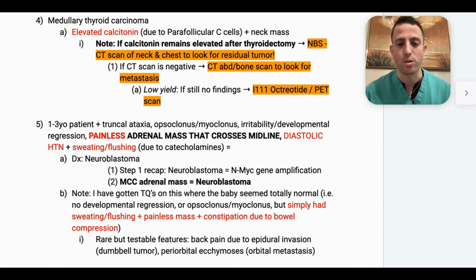A key here that's kind of tricky and interesting as well is the diastolic hypertension that you see with neuroblastomas. You don't see diastolic hypertension, usually meaning a diastolic blood pressure that's over 100 or so.